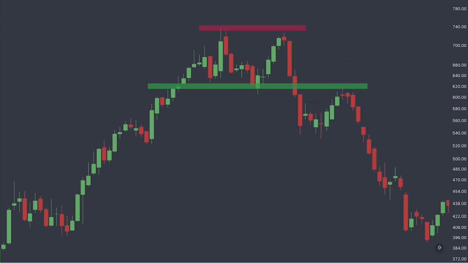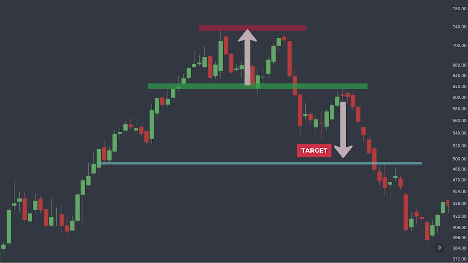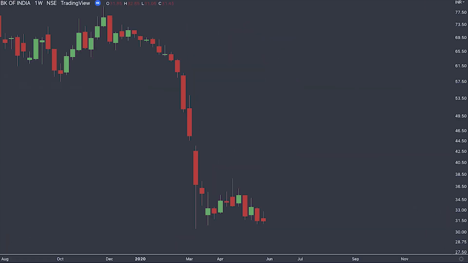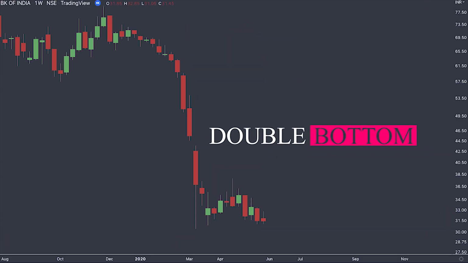So you can enter at this red candle here, and the target for this trade will be the length from here, that is almost 720 to 620. So this 100 points will be your place where you book your profits. You can enter on the breakout, you can book your profits somewhere here, or you can even enter on the retest.